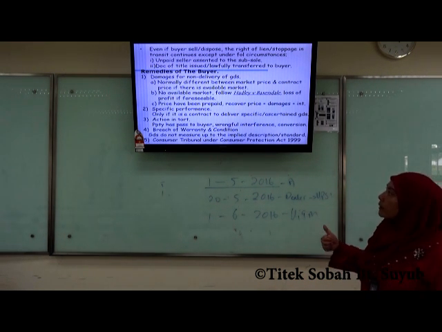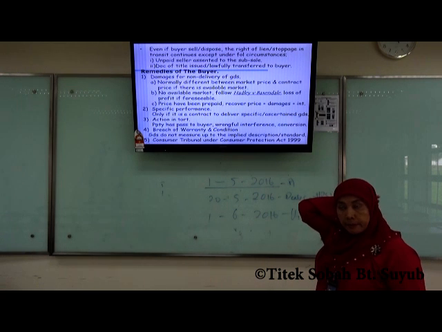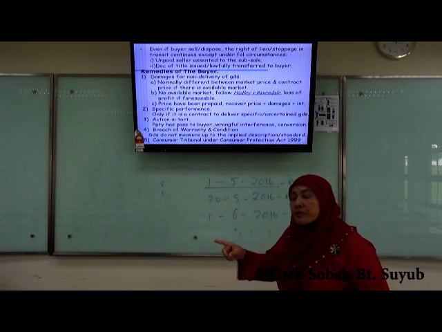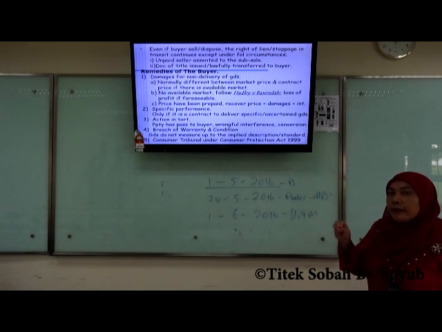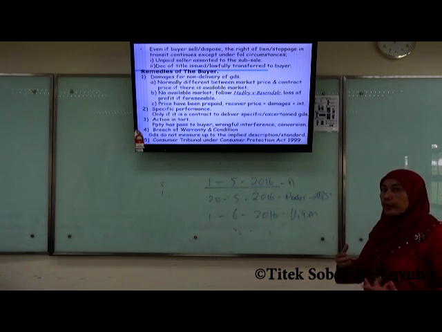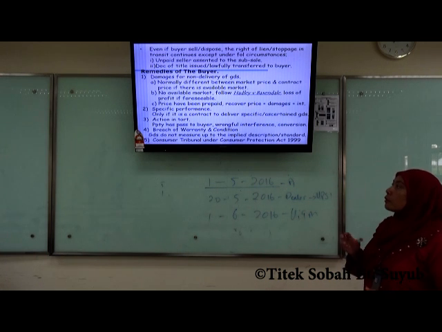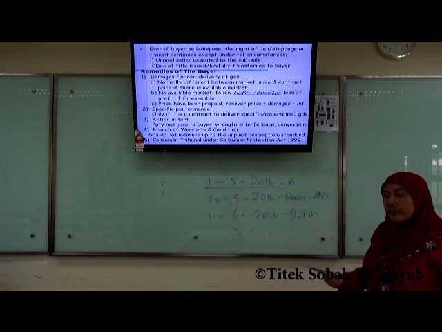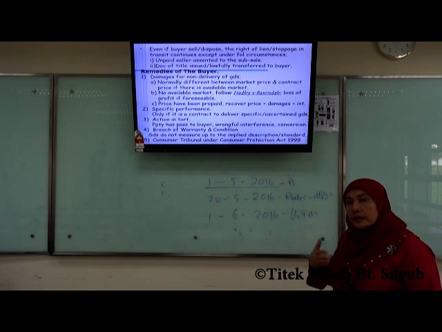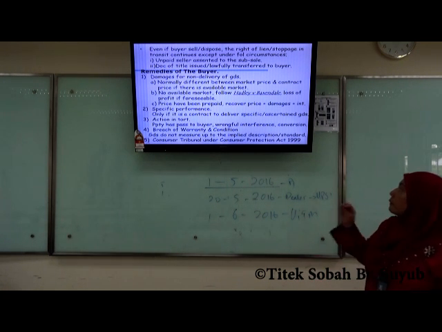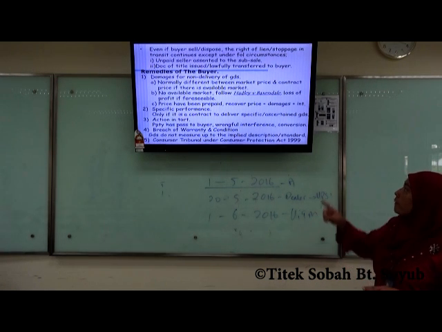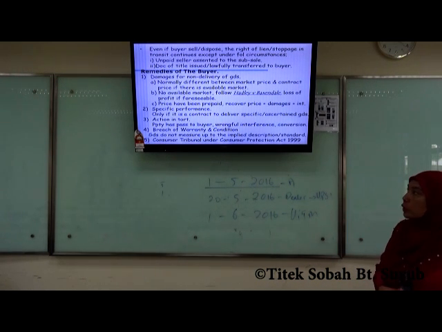And secondly, what is the remedy which can be claimed by a buyer? This is specific performance, whereby the buyer forces the seller to deliver the goods to him. This is only available if it involves specific goods or ascertained goods. If the goods are unascertained, then of course a buyer cannot ask for specific performance. Specific performance is only for specific and ascertained goods.